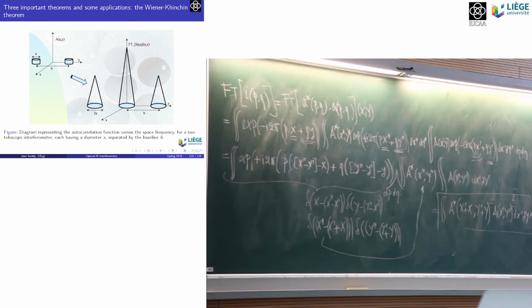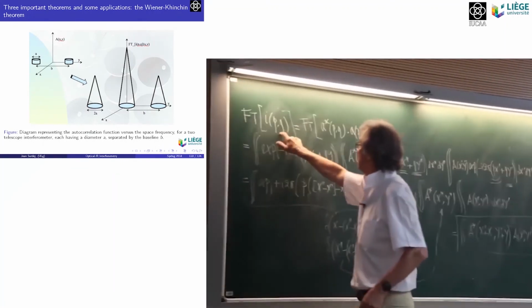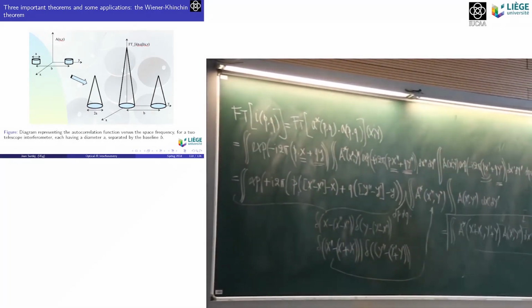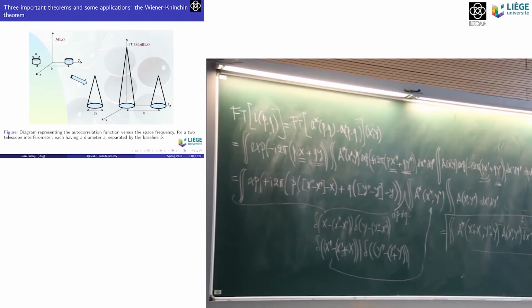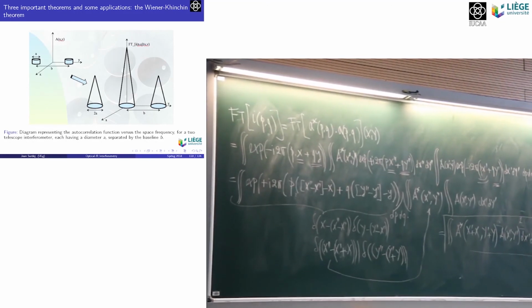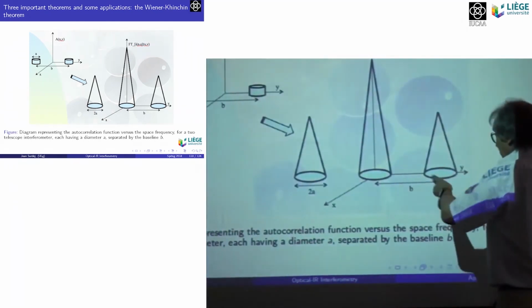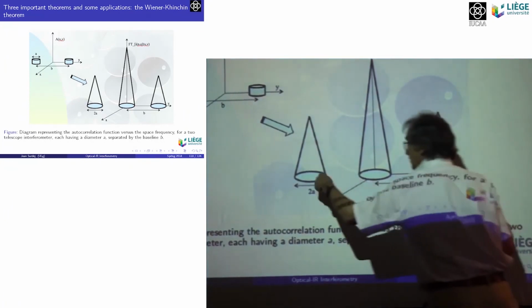And this is very nice because whenever you have an interferometer, you would like to know what is the power spectrum. This is a power spectrum, in fact. When we calculate this, we find that it's simply the autocorrelation of the distribution of complex amplitude in the pupil plane. So it's very, very useful. The interferometer provides you high spatial frequencies. These are high spatial frequencies, this also.